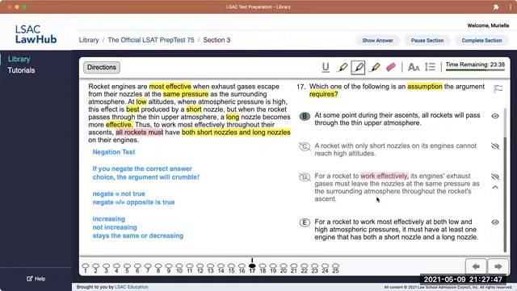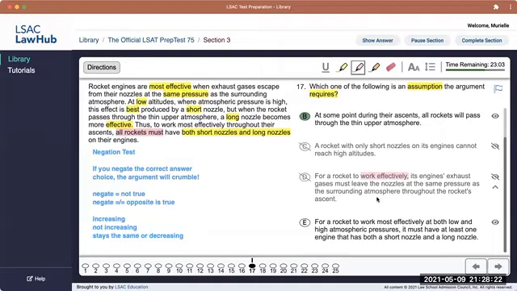For a rocket to work most effectively at both low and high atmospheric pressures, it must have at least one engine that has both a short and long nozzle. Okay, cool. Still, is that necessary for a rocket? Does that need to be true in order for the argument to be true?